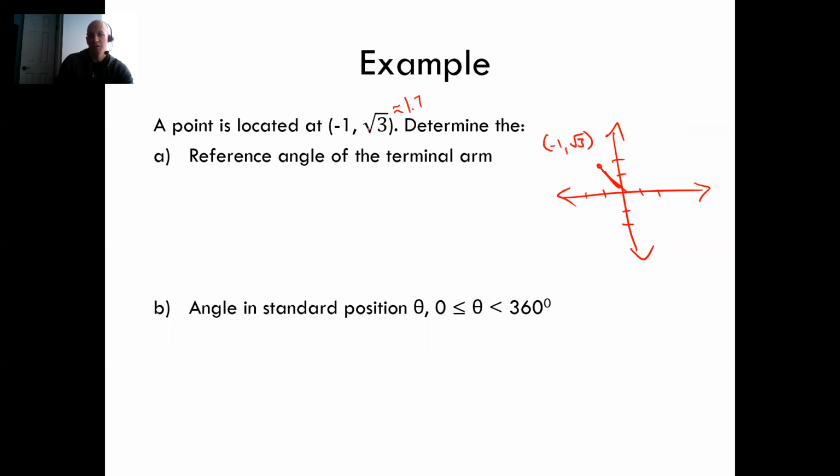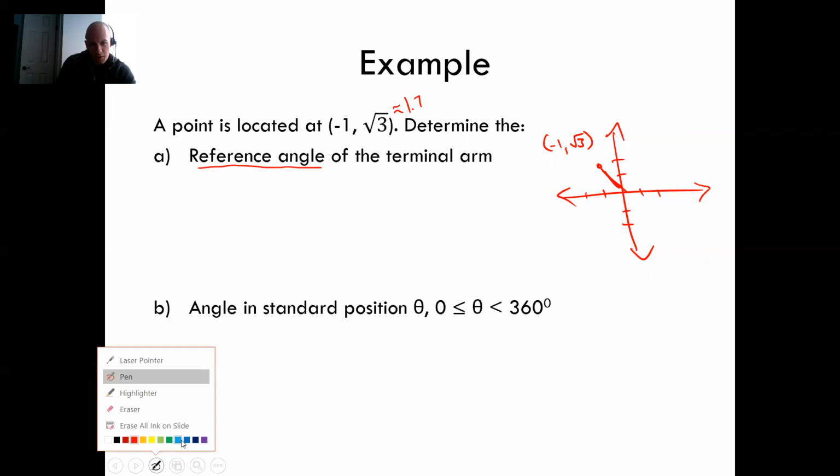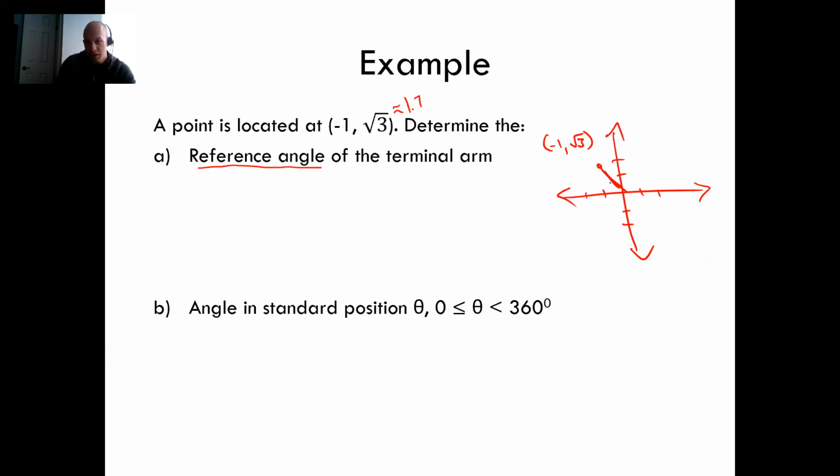Now, if you're wondering where the heck root 3 came from, this was chosen specifically to have some special angles going on here. So how do we figure out the reference angle of the terminal arm? The reference angle is this guy in here. Let me just change color. It's this guy right in there, okay? So that is theta ref. So the reference angle is in there.